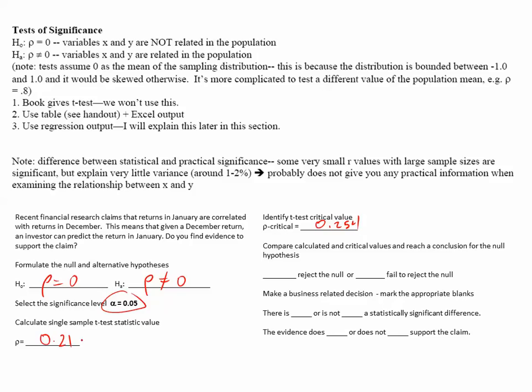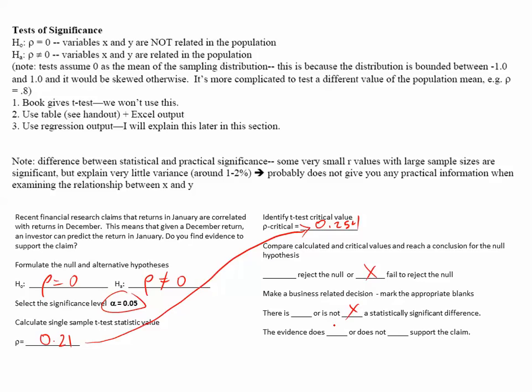So 0.21 is less than 0.254, and we're going to be comparing the absolute value. So if it was negative, we would just ignore the negative. And we would say that there is not a significant correlation, or we would fail to reject the null hypothesis. This would mean that there is not a statistically significant correlation.